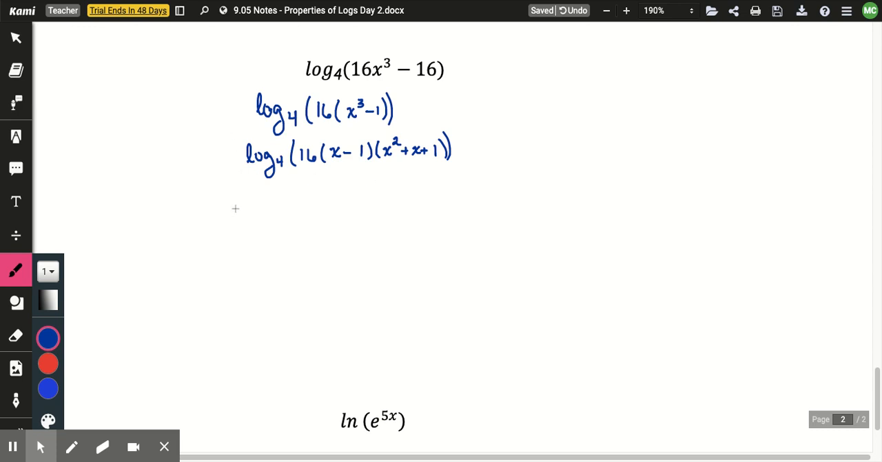So now I've got a log of a product of three factors, so now I can split that up. It'll say log base 4 of 16 plus log base 4 of x minus 1, that's the next factor there, plus log base 4 of the trinomial factor, so the x squared plus x plus 1.